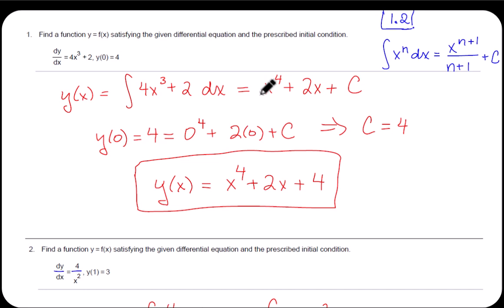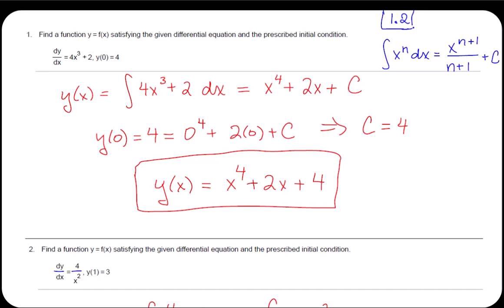So, plugging in 0, I get that c must be 4. So the solution to our differential equation and the initial condition is shown there in the box.